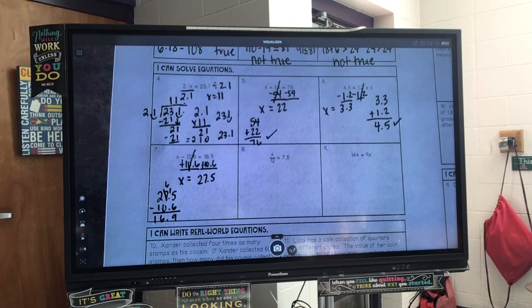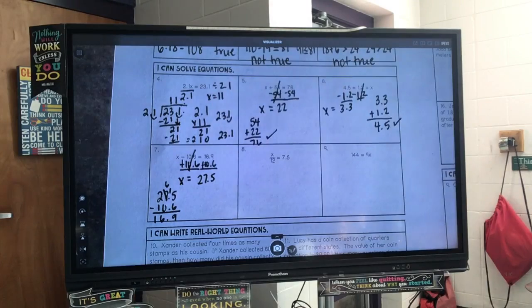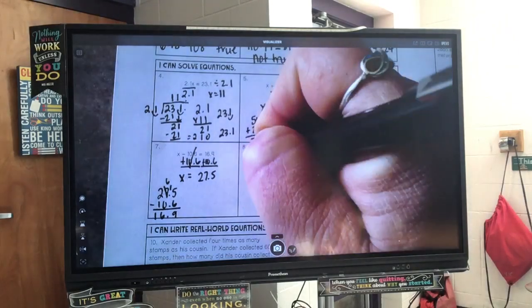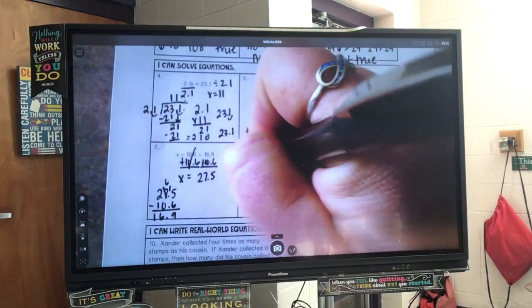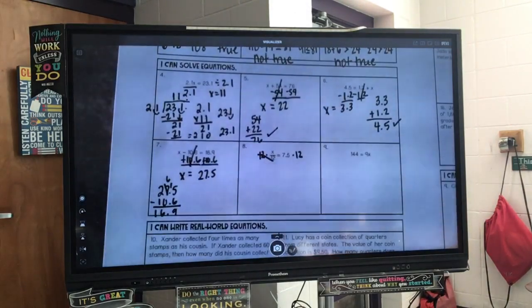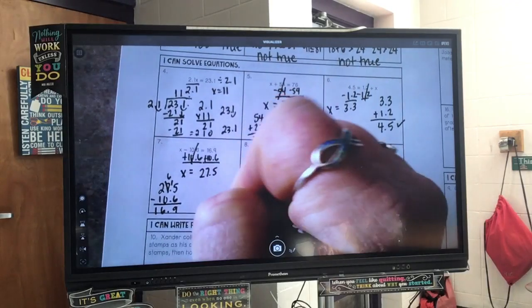Okay. Alright, so, William, since it is division here, what do we have to do? You divide it by 12. No. Oh, multiply it by 12. Yeah. Cancels it out. Perfect. And then multiply 7.5 by 12. And you get what?